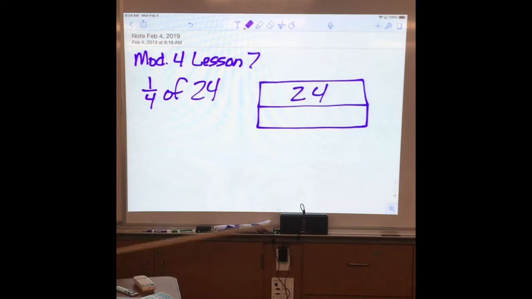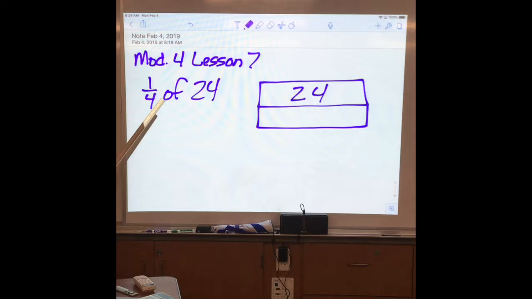All right, welcome back to math. Today, module 4, lesson 7. We're going to be dealing with multiplying any whole number by a fraction using a tape diagram, or what we call a stacked tape diagram.